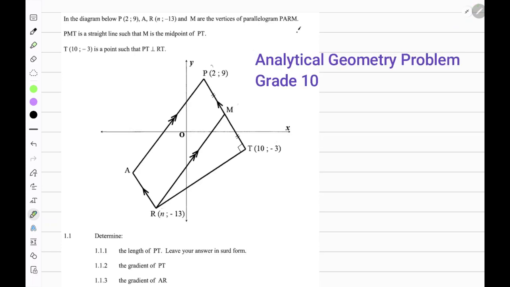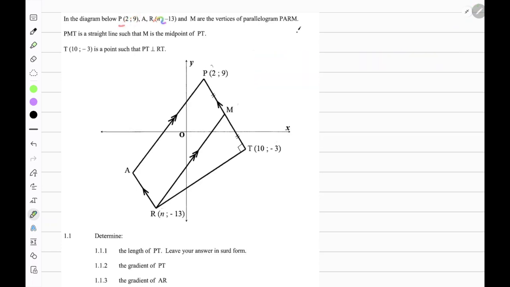Hi guys, I want us to do this analytical problem together. So it says in the diagram we have points P, A, R and M are the vertices of a parallelogram PARM. Then they go on further to say that PMT is a straight line such that M is the midpoint of PT. So PMT here is a straight line and M is the midpoint of PT.